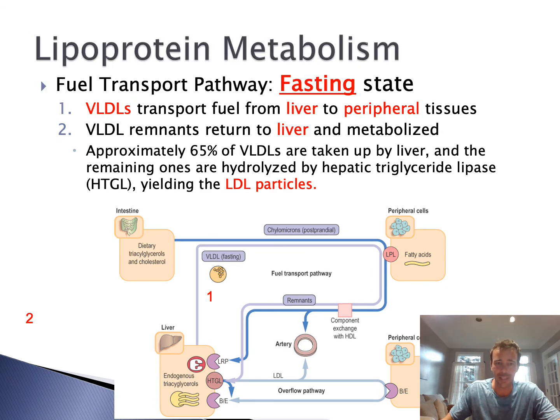Then during the fasting state, VLDLs transport fuel from the liver to the peripheral tissues, and then the VLDL remnants return to the liver and are metabolized, shown here. Approximately 65% of the VLDLs are taken up by the liver, and the remaining ones are hydrolyzed by hepatic triglyceride lipase, shown here, yielding LDL particles. So you get LDL particles formed at the outset of this.